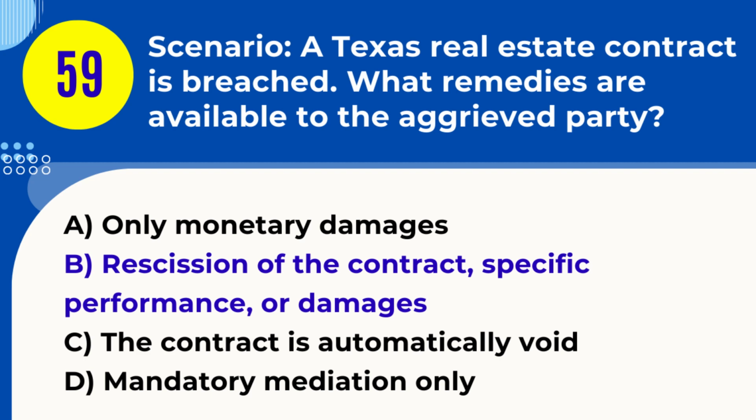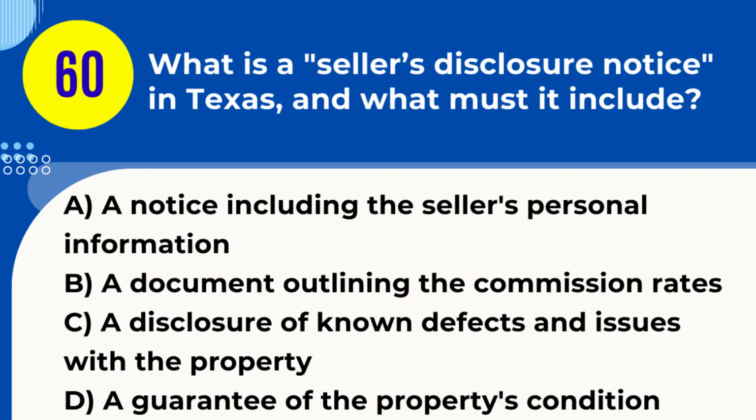Explanation. In the event of a breach of a real estate contract in Texas, the aggrieved party may seek various remedies such as rescission, cancellation of the contract, specific performance, forcing the completion of the contract as agreed, or monetary damages. Question 60. What is a seller's disclosure notice in Texas, and what must it include?